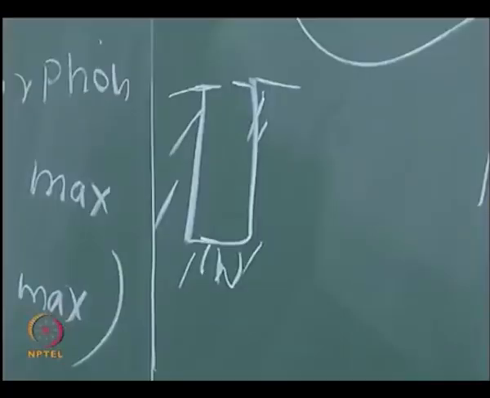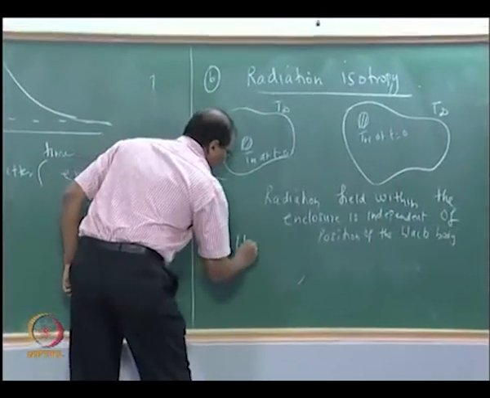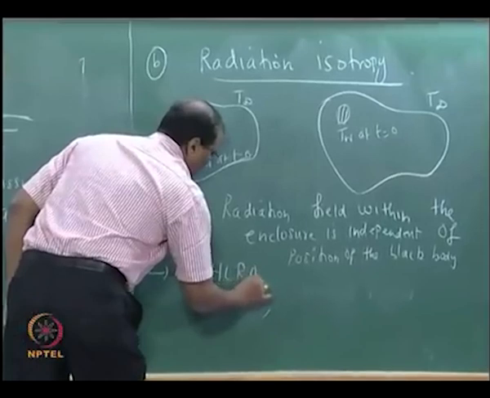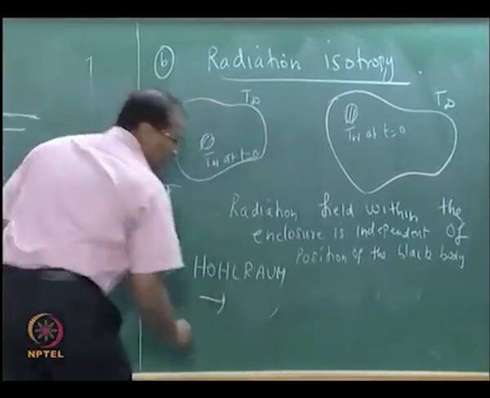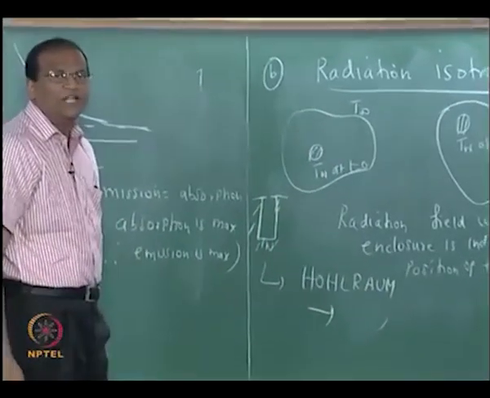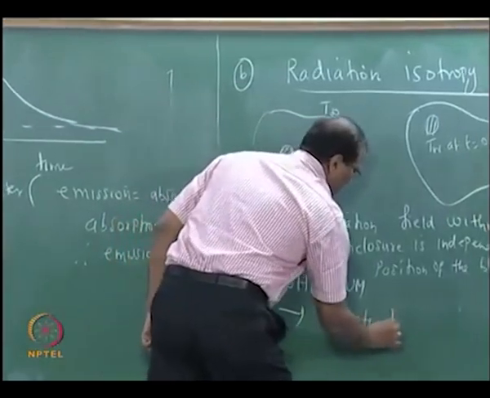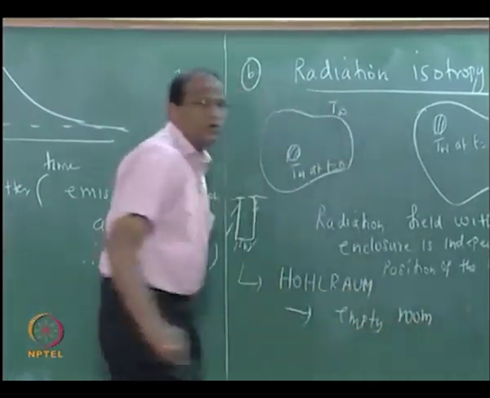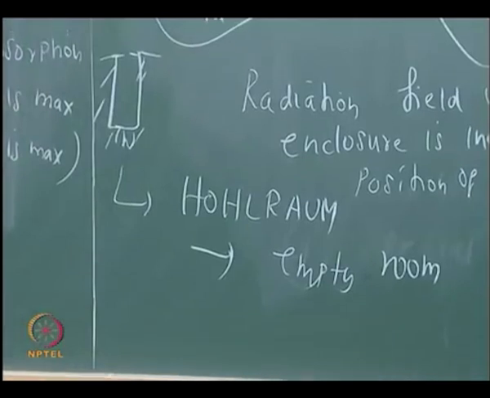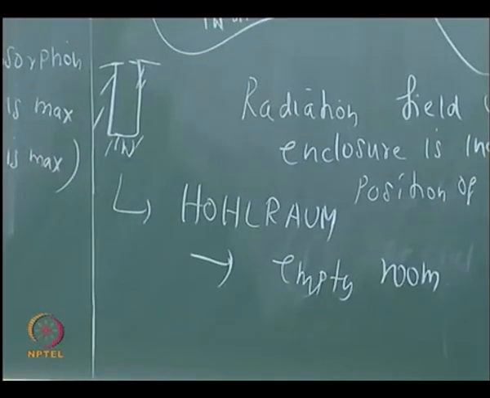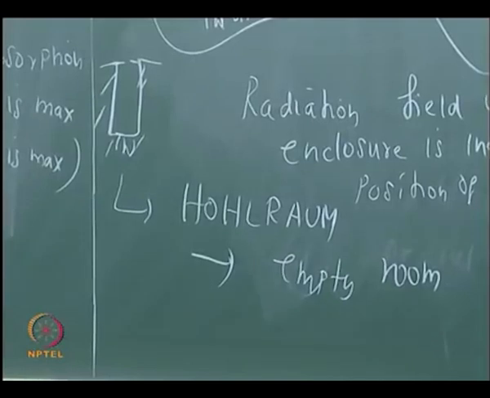So this radiation isotropy is related to what is called the Hohlraum. Hohlraum means empty room in Deutsch, that is German. The Hohlraum concept can be used to mimic or simulate a black body under laboratory conditions.